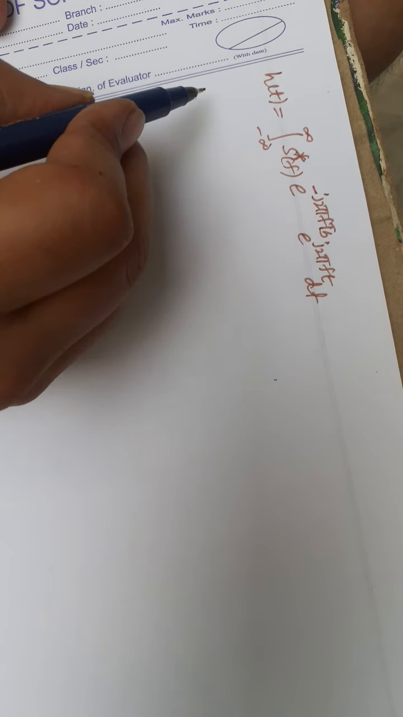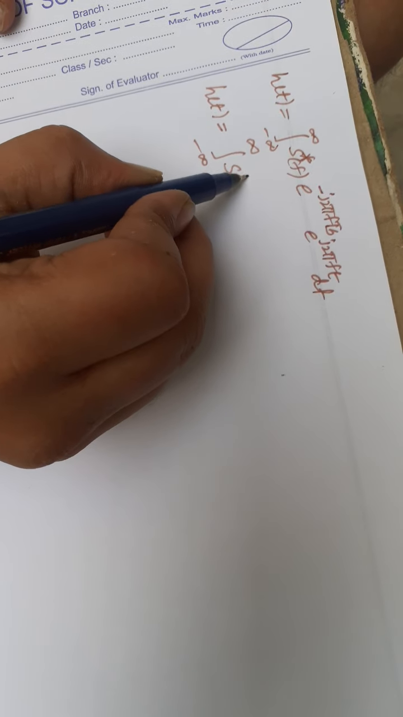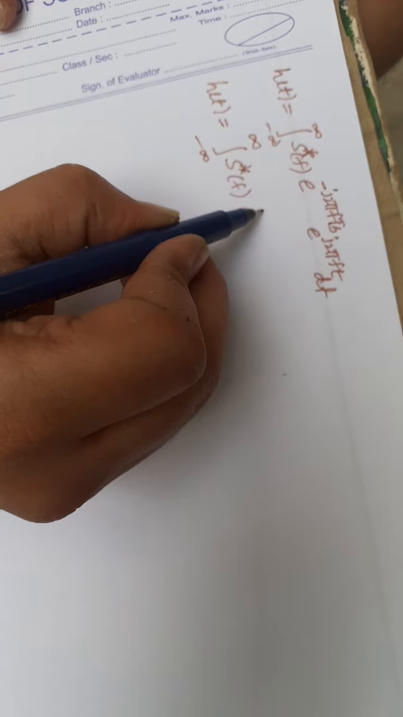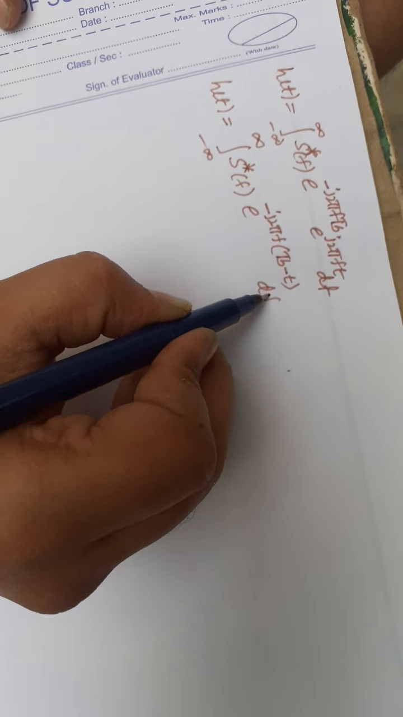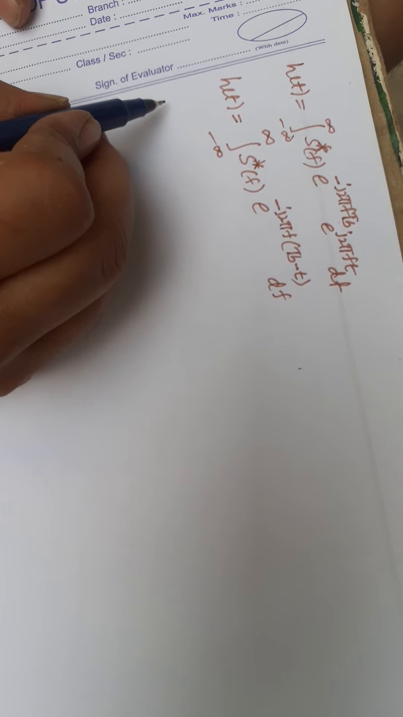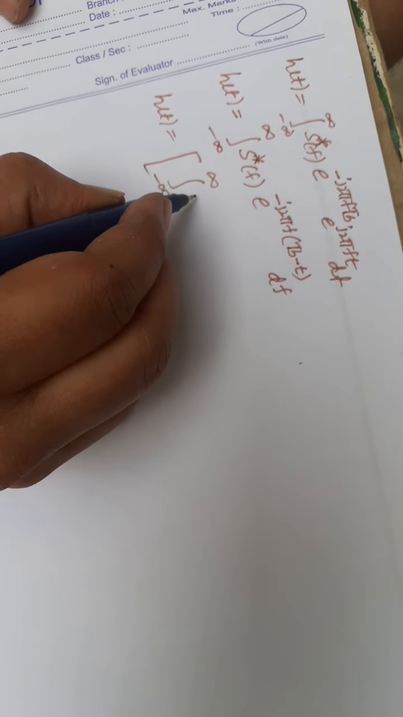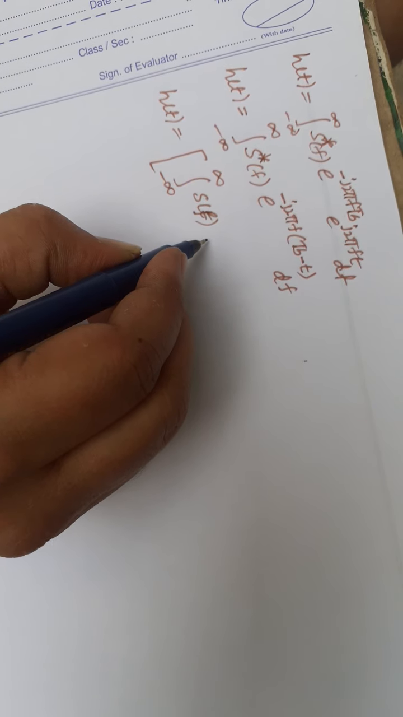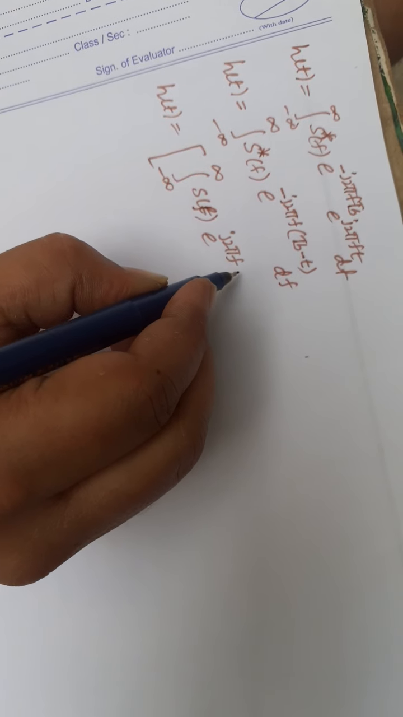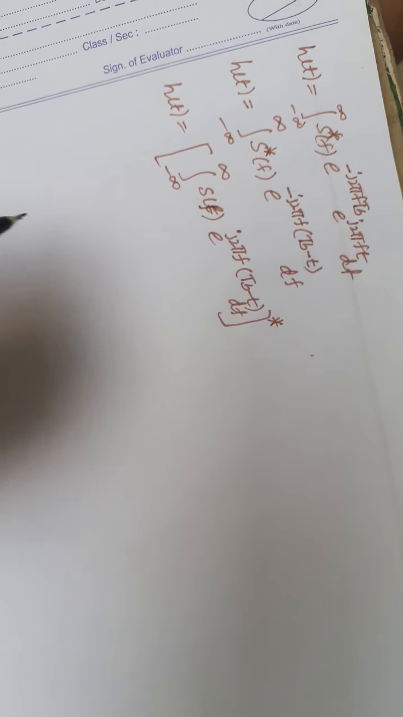So the same equation I have written here. This can be written as h(t) equal to the integral from minus infinity to infinity of S(f), taking minus j2π common, e^(-j2πf(tb minus t)) df. So this can be written as h(t) equal to the integral of S(f) e^(j2πf(tb minus t)), complex conjugate. Yes, we can write it like this.